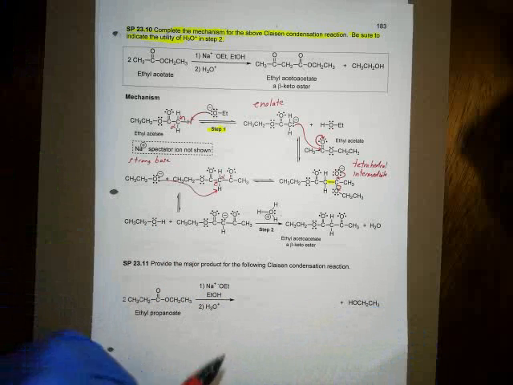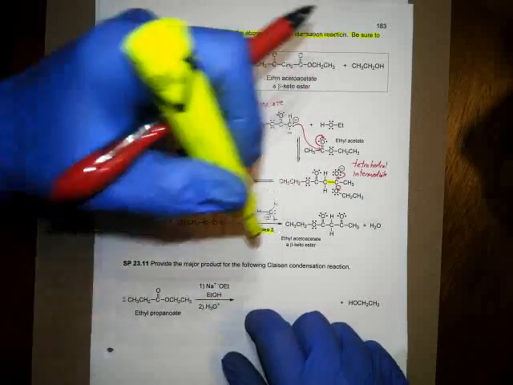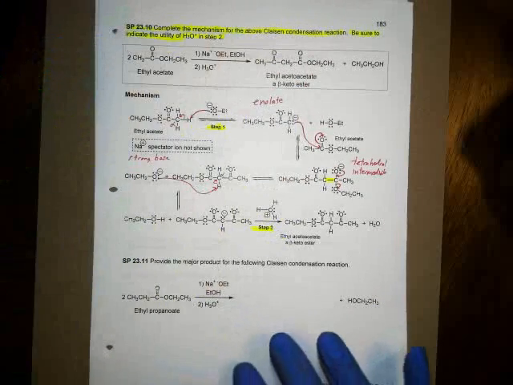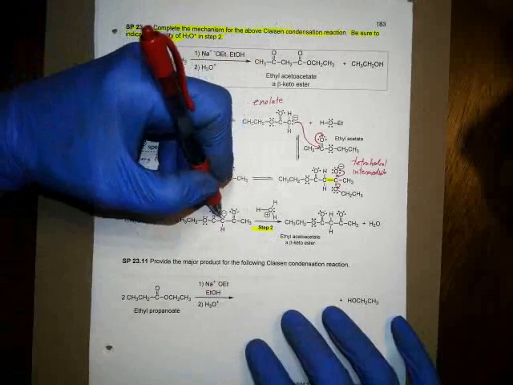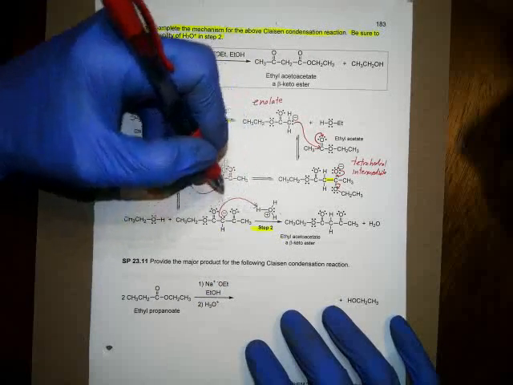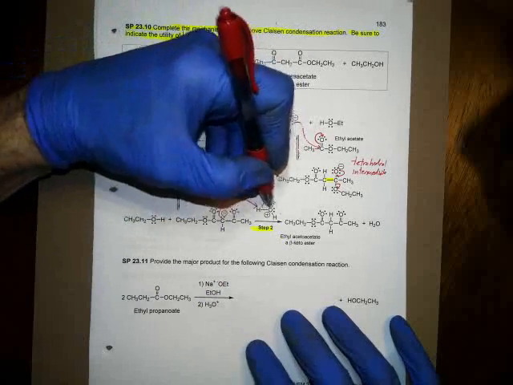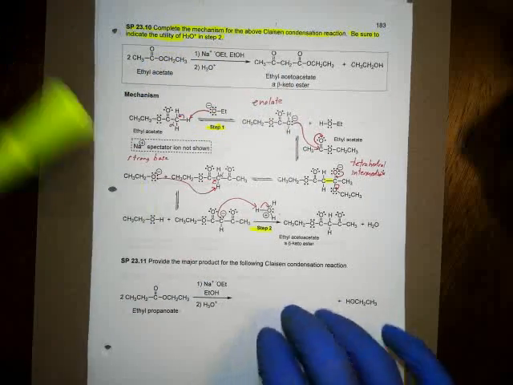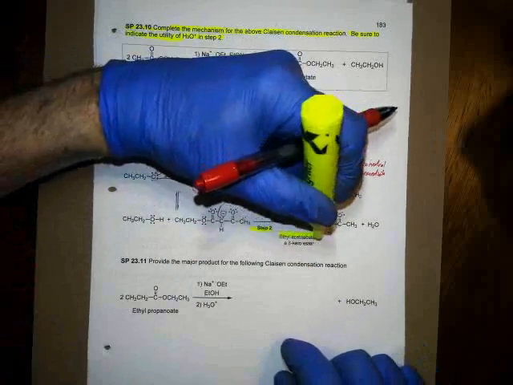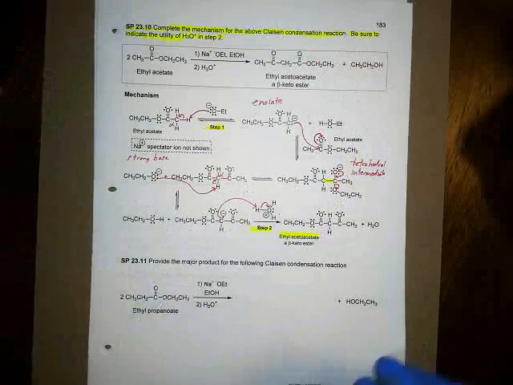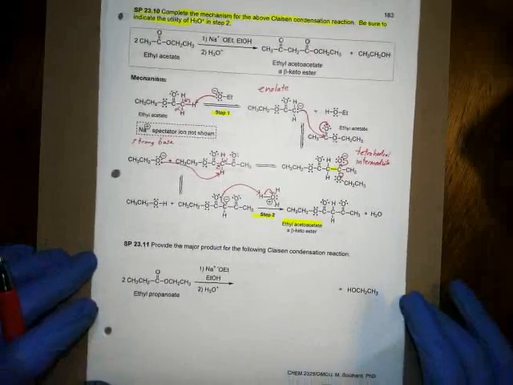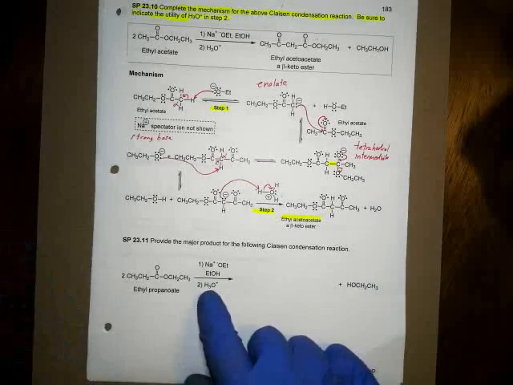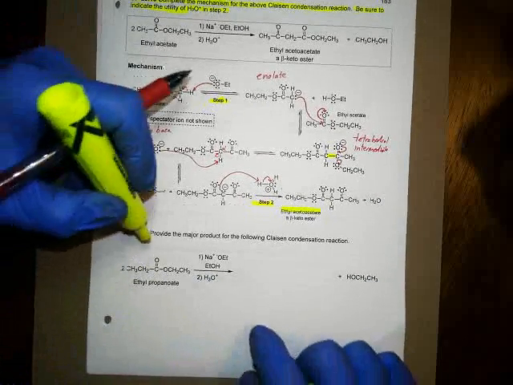So now do you see why in step 2 we had to quench it with acid? Folks, the acid will put the proton back on that carbon. And so here is your final product after you quench it with acid. So one thing about the Claisen reaction is you always have to quench them with acid. That's what it's for, just like you'll see in the next problem.